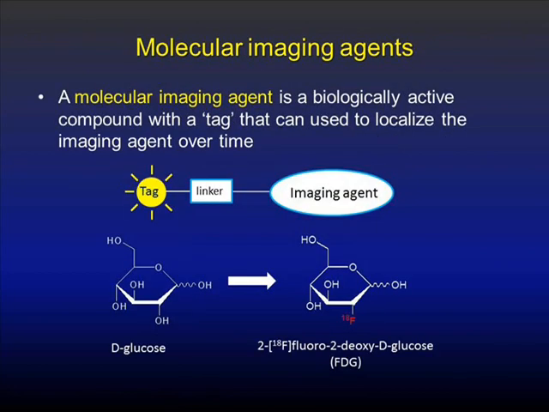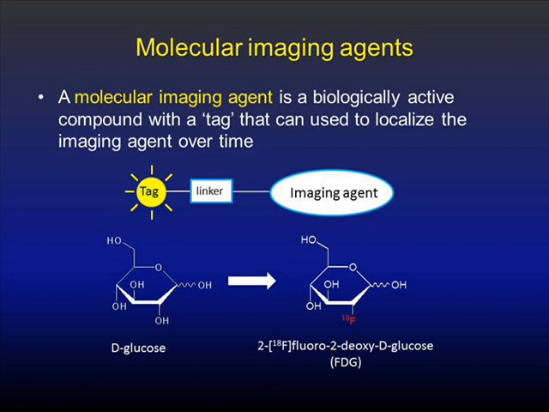So in terms of what molecular imaging agents are, they're biologically active compounds that we can tag to localize our imaging agent over time. Shown schematically, you can have an imaging agent that binds to a receptor or is transported by the glucose transporter. It's somehow linked to a tag. For most clinical work, we're using radioactive tags, which allows us to do PET or SPECT. But you could put an optical tag or an MRI tag on there, depending on what kind of tracer you're making and what you want to do with it.